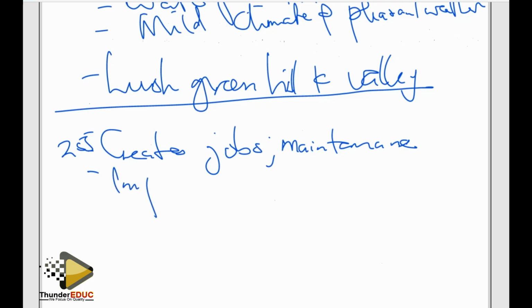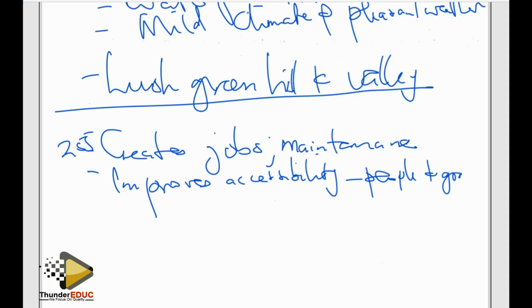And also it improves accessibility. Accessibility for people and goods. Goods which are coming to the area and goods which are leaving the area can easily be moved because now they have a viable network connecting the Wild Coast to other places.